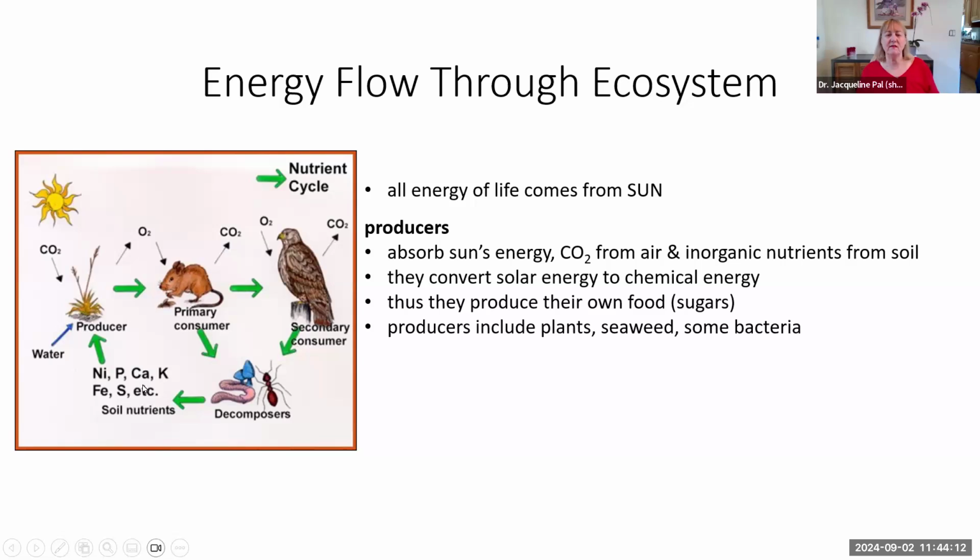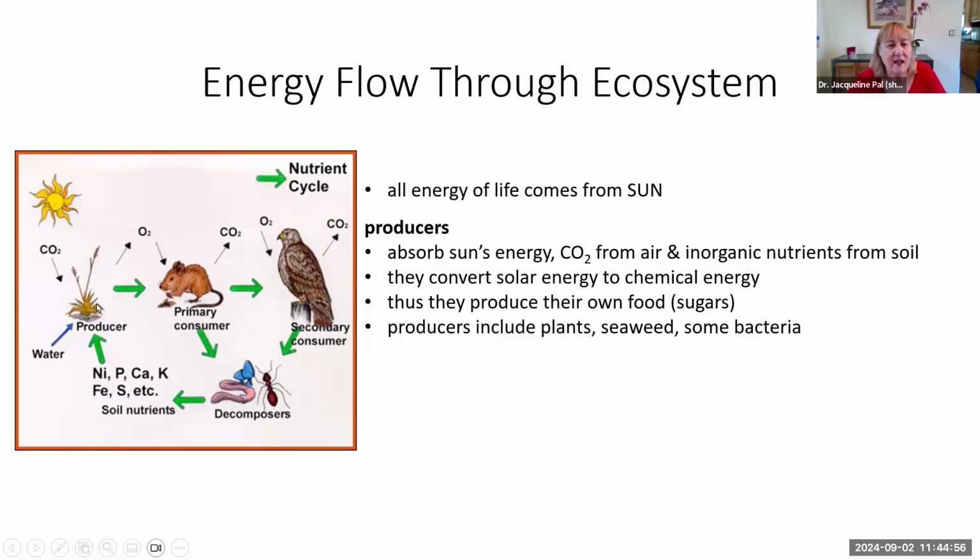What does inorganic mean? That's right, no carbon, from the soil. So where are they getting their carbon from? From the carbon dioxide in the air. So notice they have carbon dioxide and they have water. So they have carbon and hydrate. So they can make carbohydrates. So they're going to use this solar energy converted to chemical energy so they can make chemical bonds and make sugar. Yes. And so examples of these producers are going to be plants, seaweeds, and some bacteria.